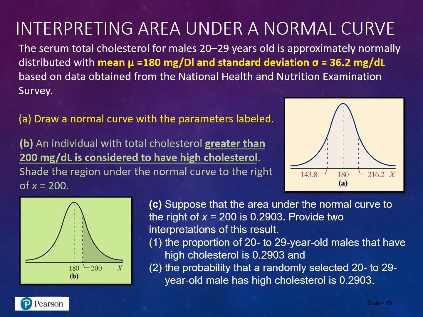Okay. And then we could also say that if we selected a person randomly, we have a 0.29 probability, or a 29% probability, that they have high cholesterol as well. Okay.